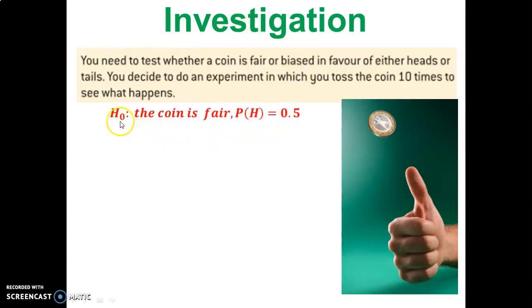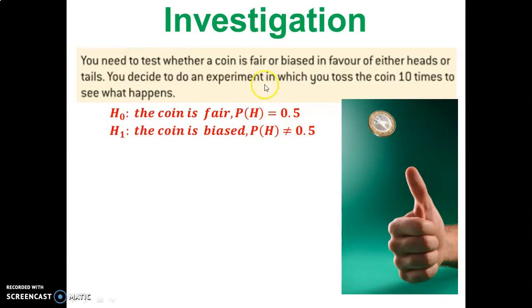First, we can set the null hypothesis. We can just say, we're going to assume that the coin is fair. In other words, the probability of getting a head is 0.5. Then our alternative hypothesis can be the coin is biased. Therefore, the probability of a head is not equal to 0.5.